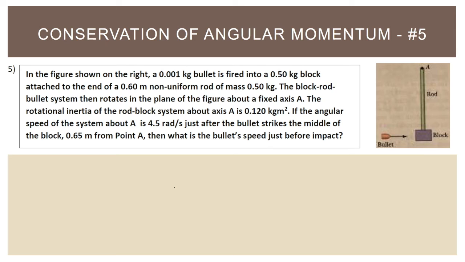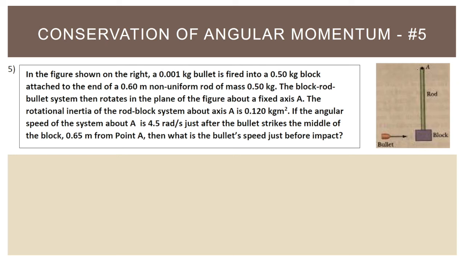So they're giving us the rotational inertia of this whole thing right off the bat. That's the first important thing to realize. And it says here, if the angular speed of the system about point A is about 4.5 radians per second just after the bullet strikes the middle of the block, 0.65 meters from point A, then what is the bullet speed just before impact?